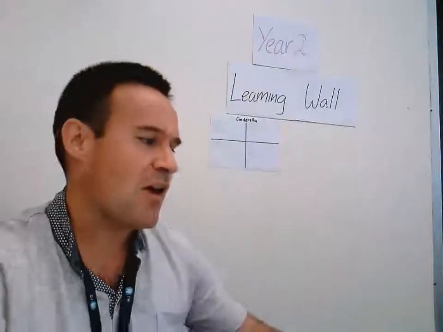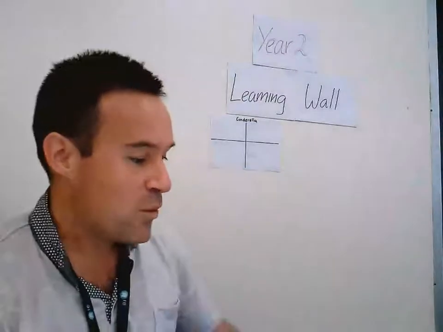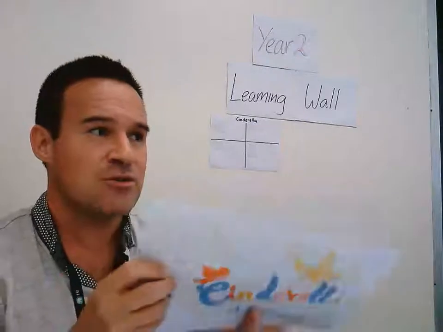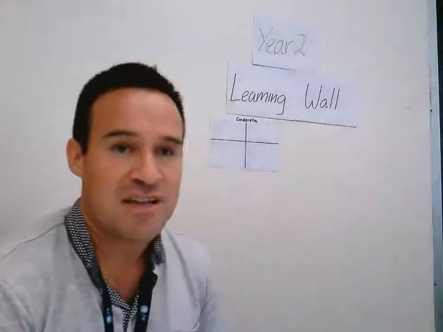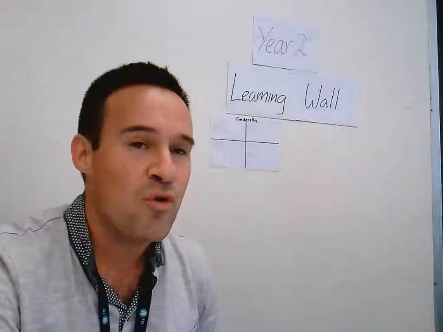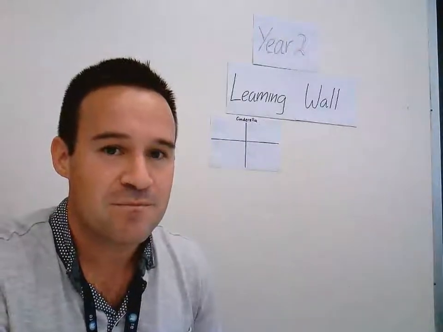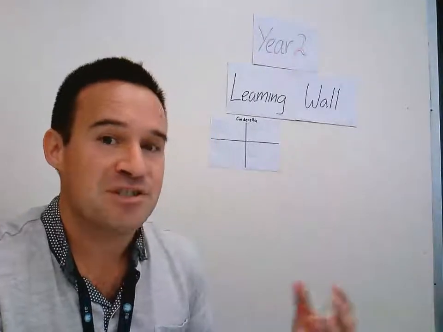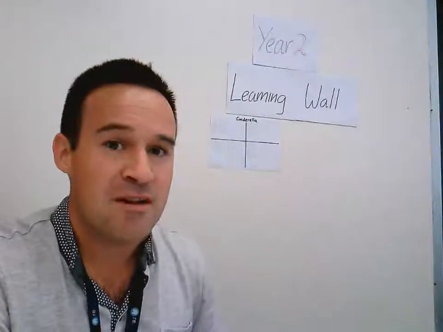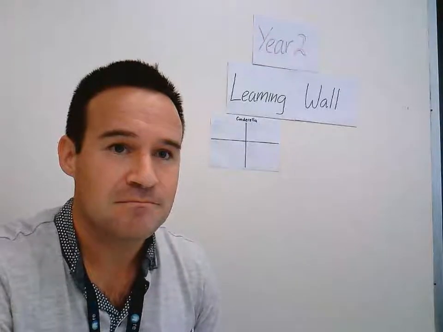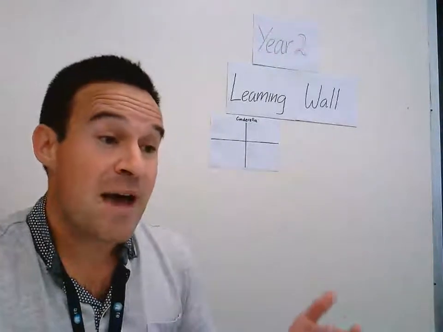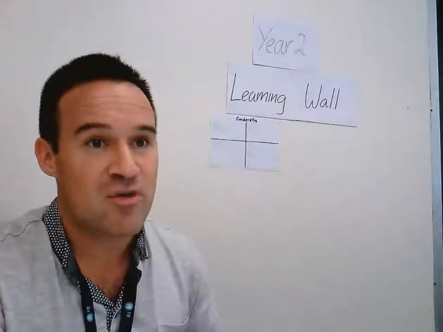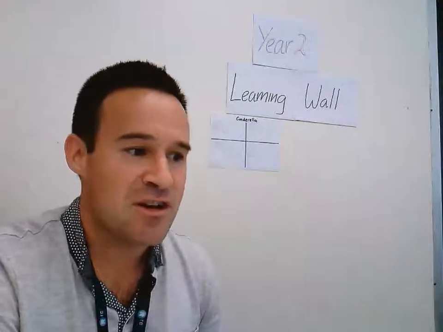So before we start, we're going to activate some of our prior knowledge. What I would like you to do is have a look at your front cover of Cinderella, a Fairy Tale. Then I would like you to take a moment and have a think about what you already know about the story. I'm then going to ask you to share with your learning buddy and make a prediction about what you think the story is going to be about. Once you've made your prediction, we can confirm whether your prediction was correct or incorrect. So take a moment to do that with your learning buddy now.